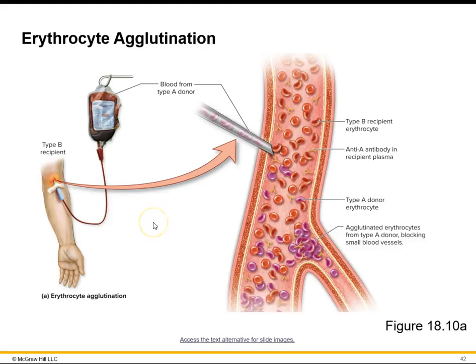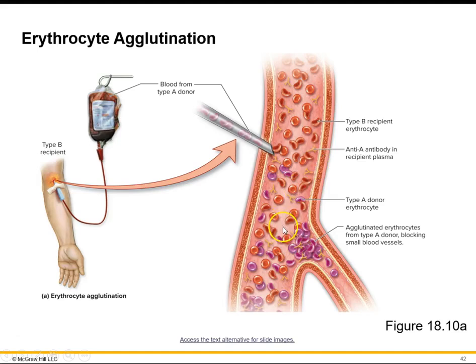Okay, here's an example of erythrocyte agglutination. So what we have here is a person who's type B. They are receiving blood from a type A donor. So this is an incompatible blood match. What's going to happen is you can see the recipient's erythrocytes here, and then here are the donor's erythrocytes. But here are the recipient's anti-A antibodies, right? Because he's type B, he produces anti-A antibodies.